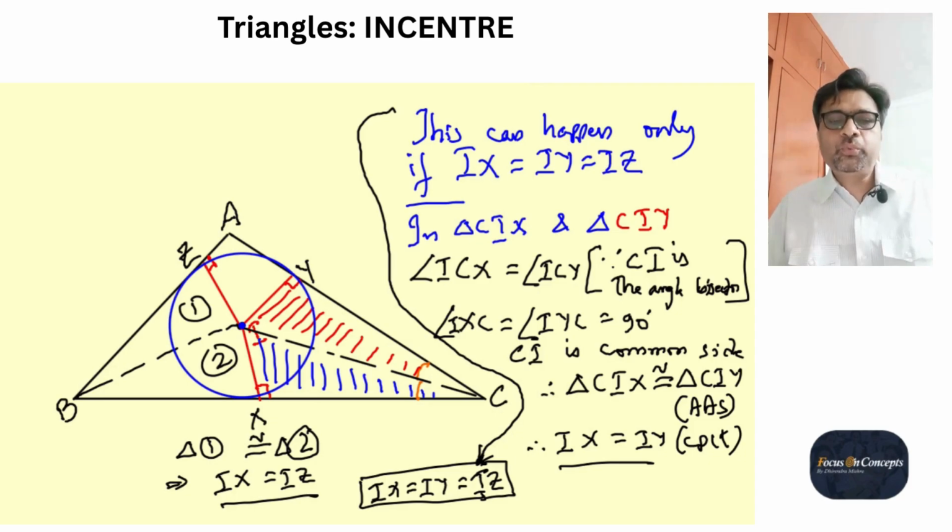No wonder we are able to draw a circle with center I and radius IX, IY and IZ. So overall I, the incenter of the triangle, is the point where the angle bisectors of the three angles of the triangle meet, and this point also happens to be the center of the largest circle that one can draw inside the triangle. The circle is called the incircle.